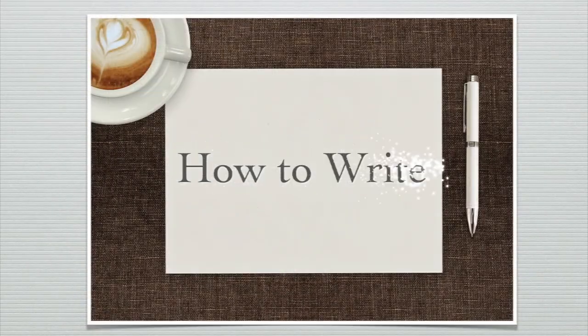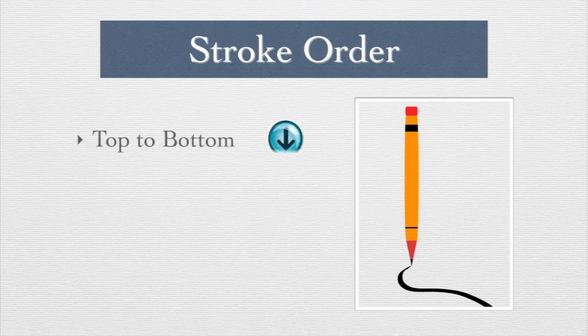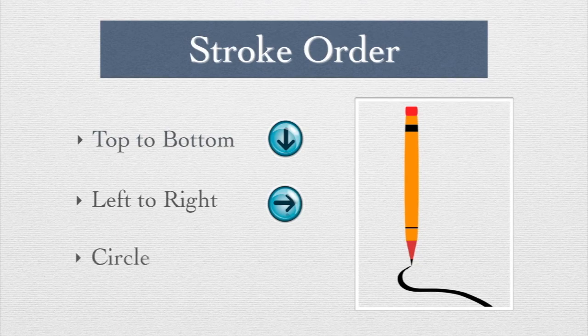Next, let's learn how to write them. Like vowels, you have the same rules for writing consonants. Basically, write top to bottom and left to right. For circles, go counterclockwise. I will show you how to write down each of the 14 consonants one by one.